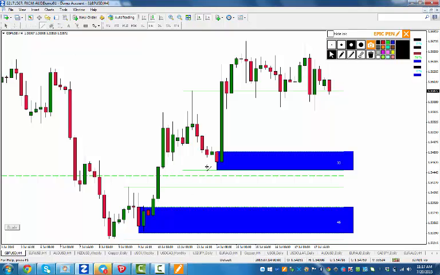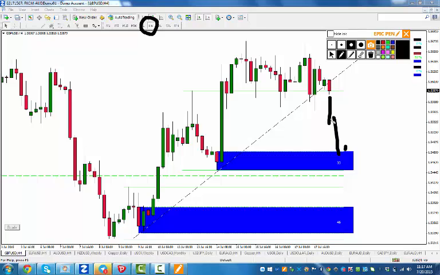Now by then, the trend line would have been removed. See that? By then, the trend line would have been removed. So that means that the price would have been drawn all the way here. So therefore, I cannot go long. The trend line has been removed, right? And let me see who is in control now.